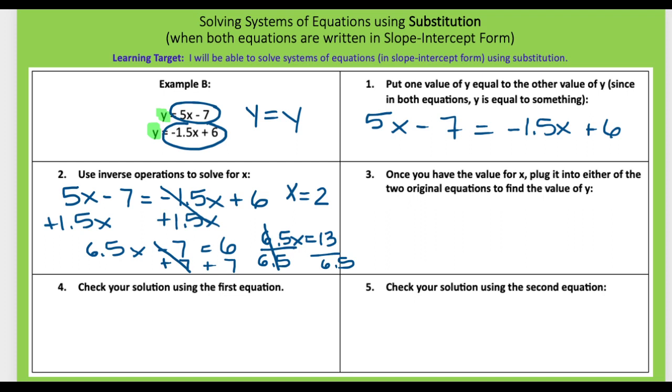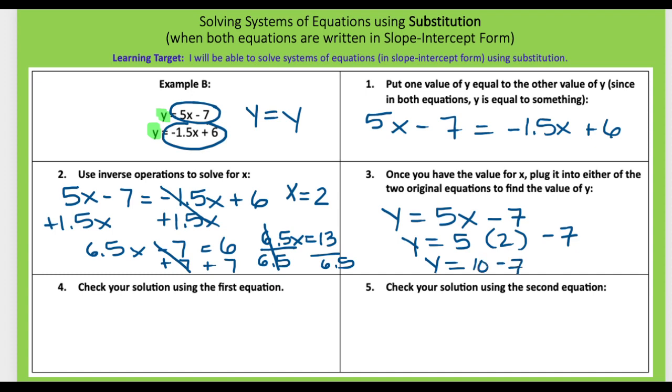So I'm going to use that first equation. y equals 5x minus 7. And I'm going to substitute the x with the value that I just calculated, which is 2. So I get y equals 5 times 2 minus 7. 5 times 2 is 10, and 10 minus 7 is 3. So I believe y is equal to 3, but I haven't checked my work yet.